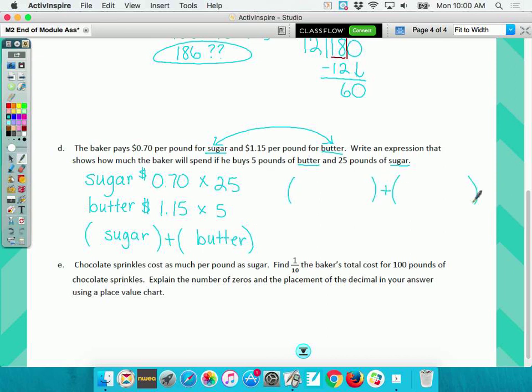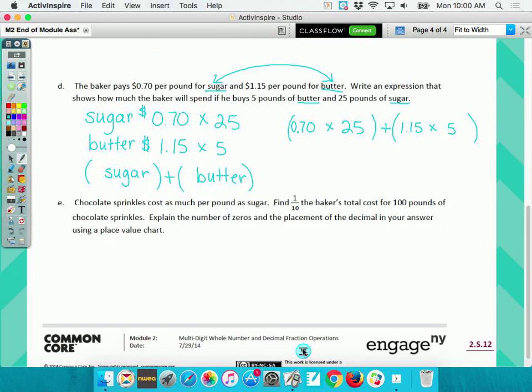What do I write for sugar? 70 times 25. And it's not just 70, what is it? 70 hundredths, 70 cents, or 7 tenths. Very good. And then 1 and 15 hundredths times 5. That's it. That's how you solve it. Well, actually, you don't have to solve it. Cool. Okay? That's it. We make these things too hard sometimes.